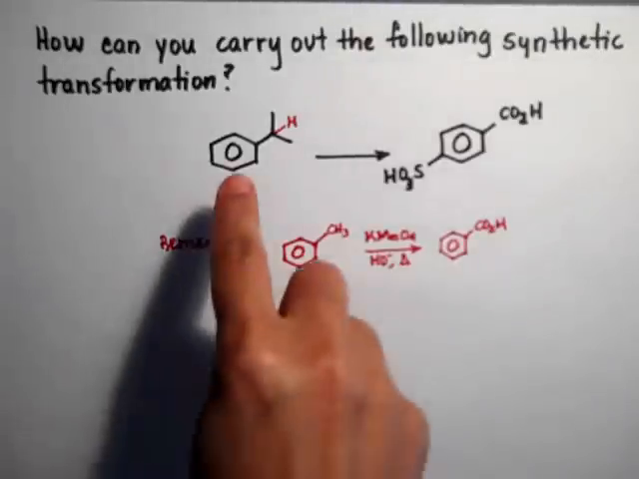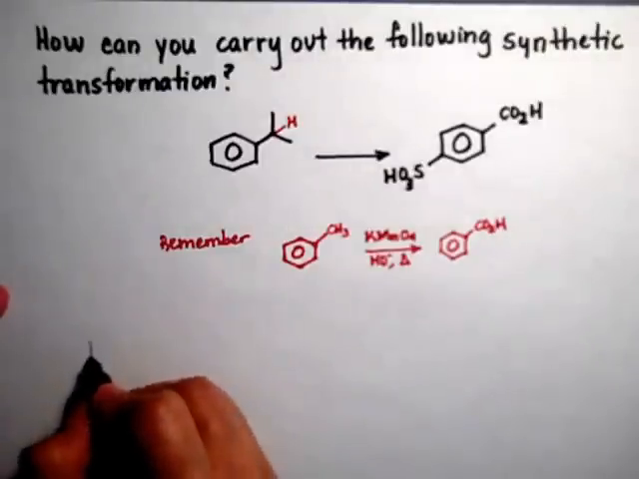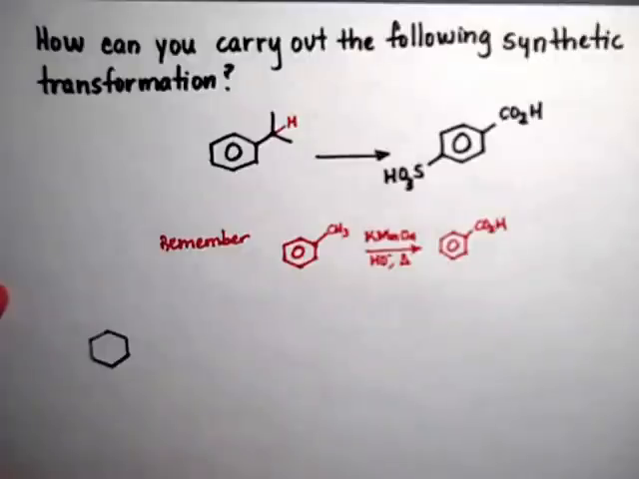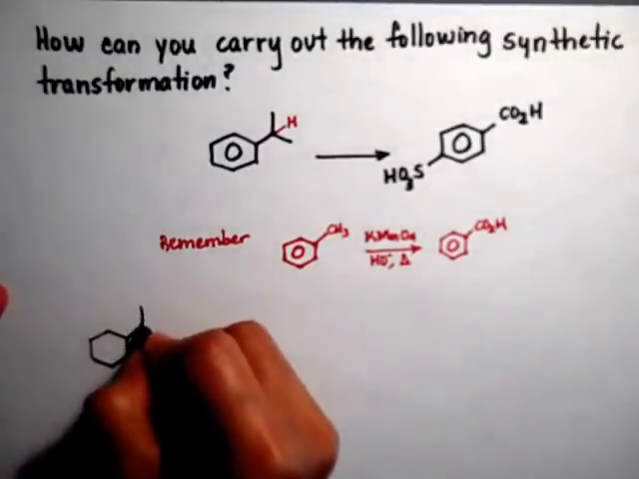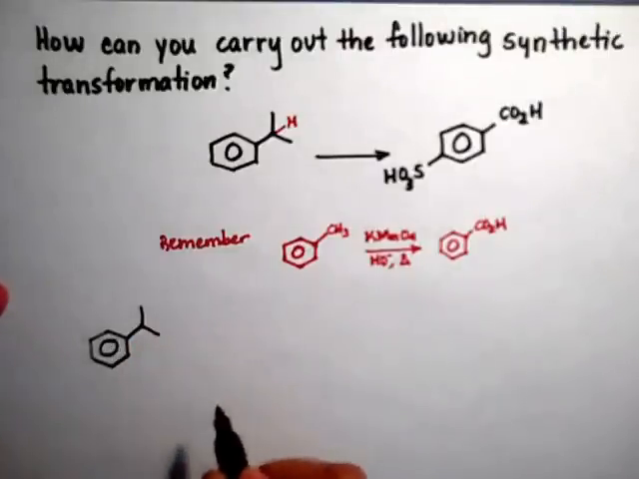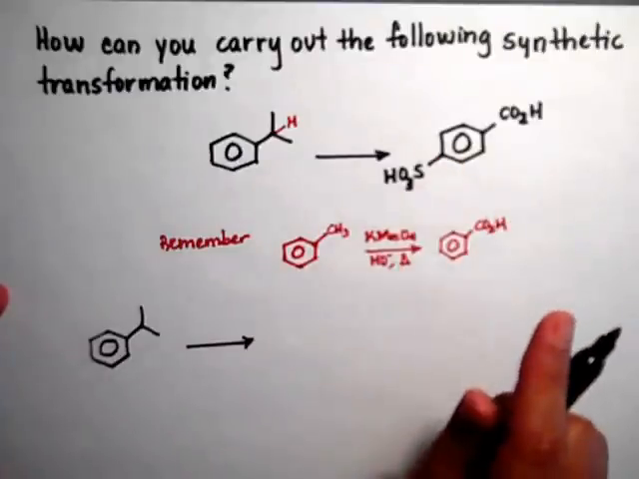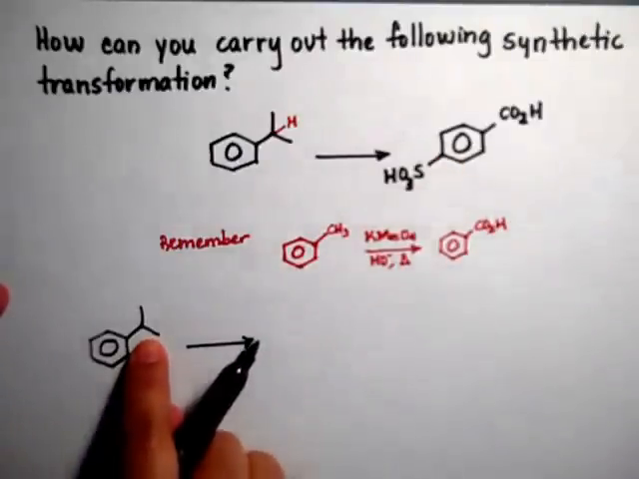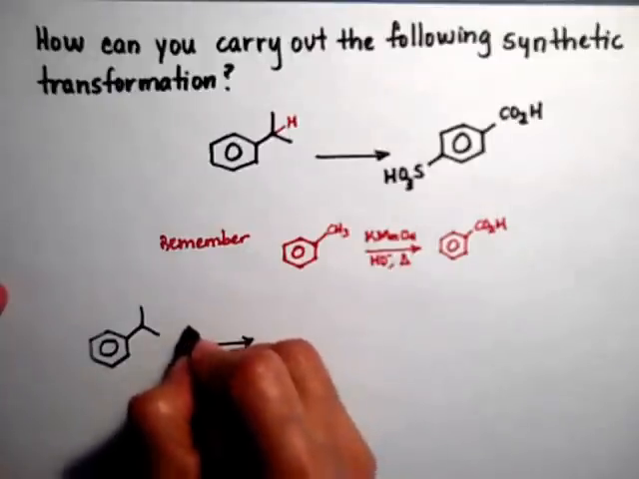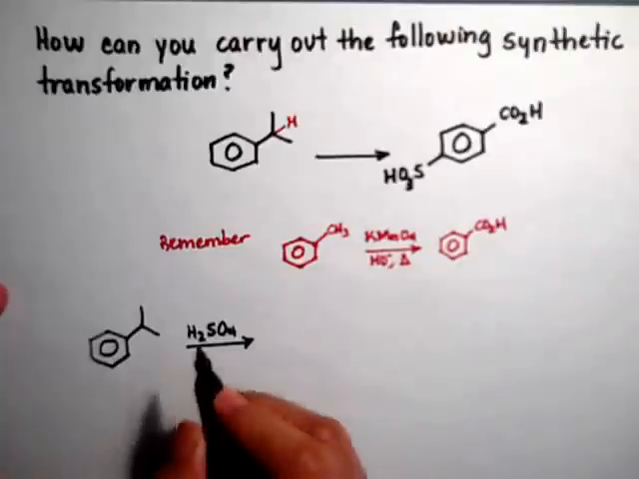So what we need to do is take this isopropyl benzene, and we're not going to do this oxidation first. And I'll tell you why we're not going to do that oxidation first. Because this isopropyl is an ortho-para director, and I want the sulfonic acid to go to the para position. So I'm going to use the ortho-para directing abilities of the isopropyl benzene to put the sulfonic acid on the para position.